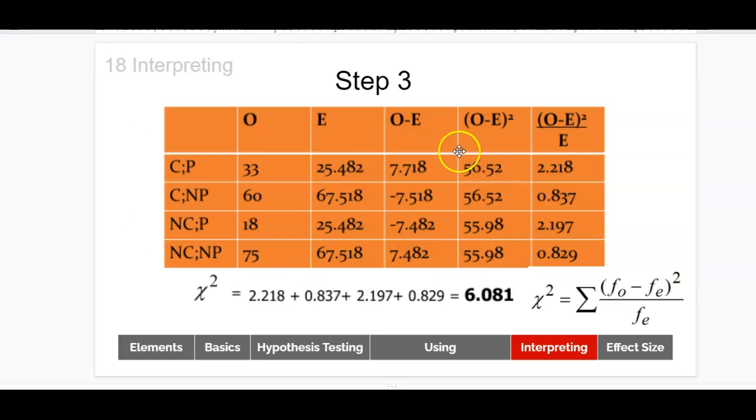This is how it's calculated. If you were going to do it, I went ahead and ran through it. You would calculate all these expected values and then sum them all up, and summing all of those gives us the 6.081. So it is significant.